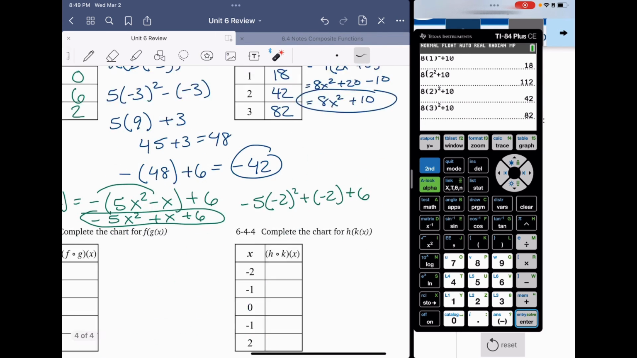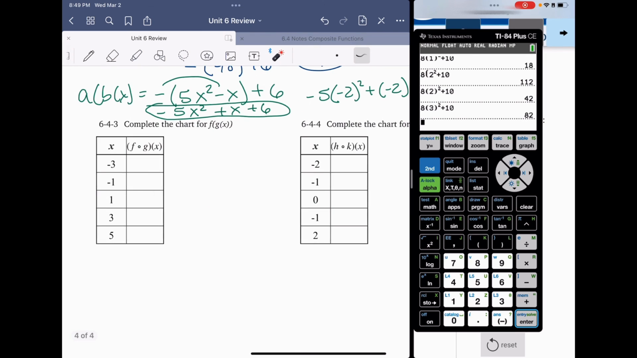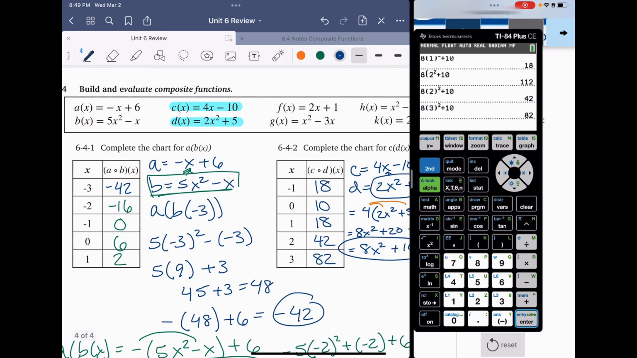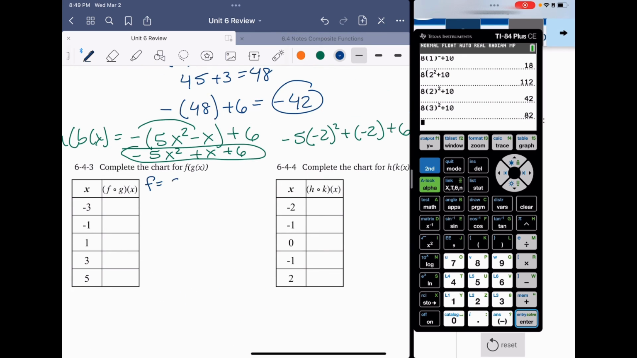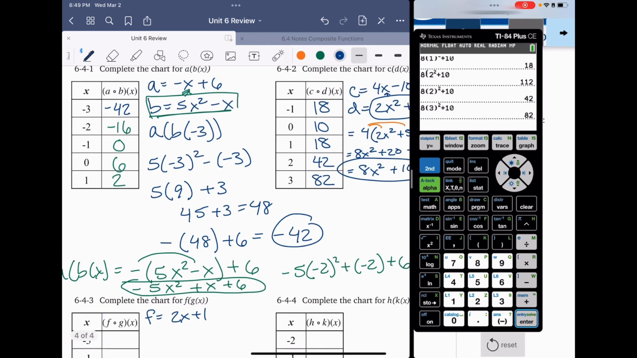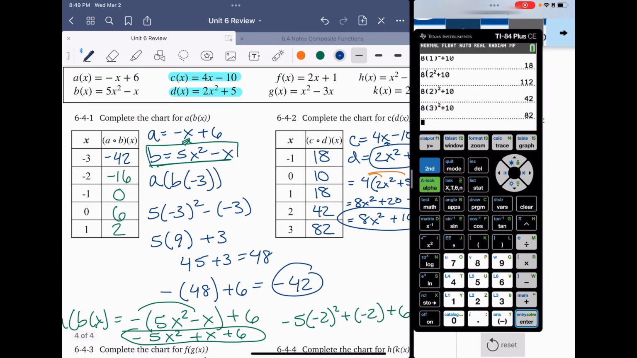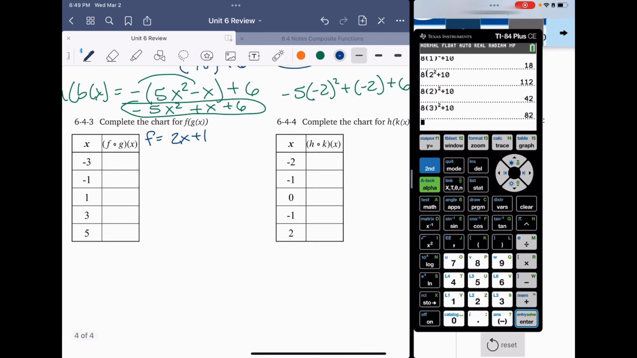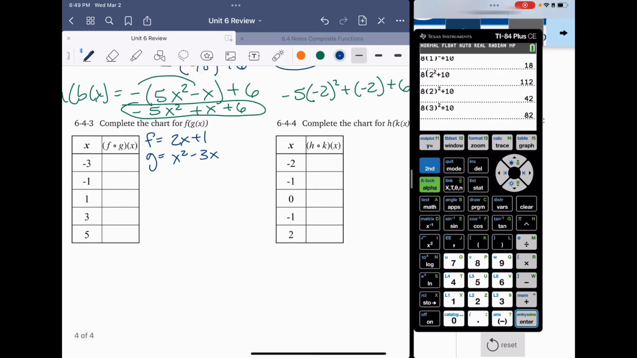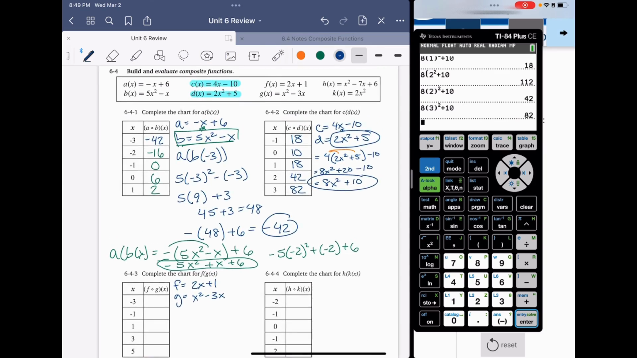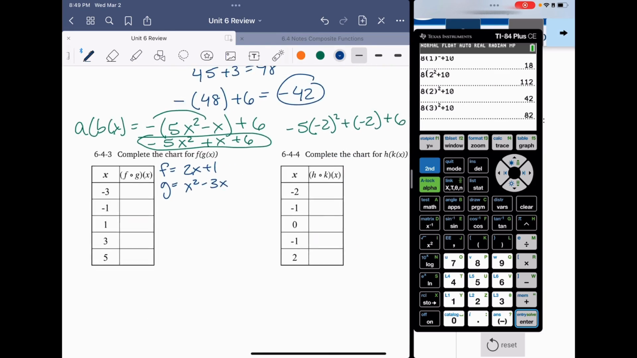All right, let's scroll to the third one. And this time they want us to find f of g of x. So I've got to figure out what f and g are. Going back up, f is 2x plus 1, and g equals x squared minus 3x. Okay, let me just make sure I wrote those right. All right, sorry for all the scrolling back and forth.